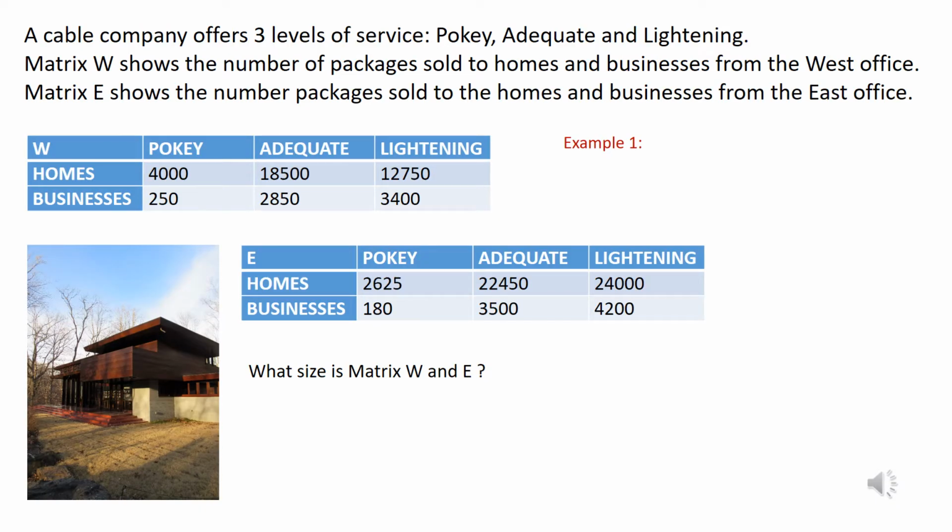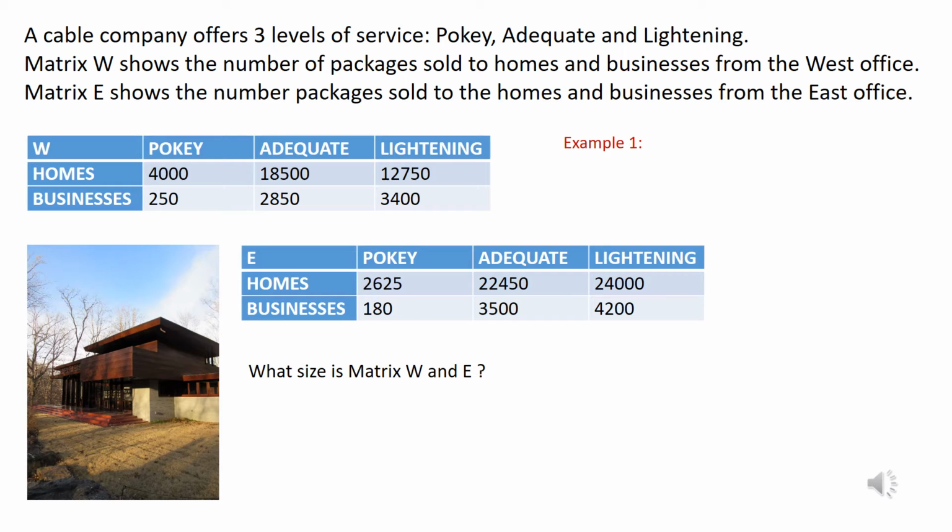At several examples of applications of matrix operations. Imagine a cable company that offers internet service and they have three levels of service: pokey, adequate, and lightning. Matrix W shows the number of packages sold to homes and businesses from the West Office, and Matrix E shows the number of packages sold to homes and businesses from the East Office.